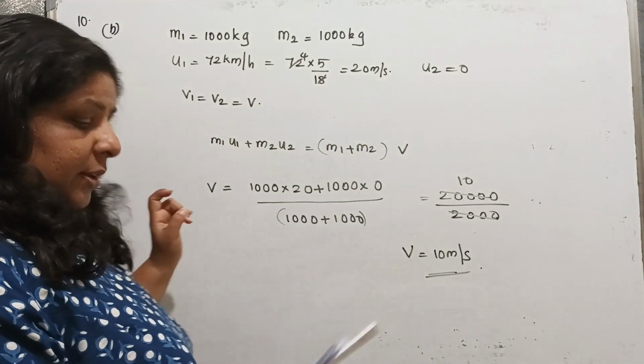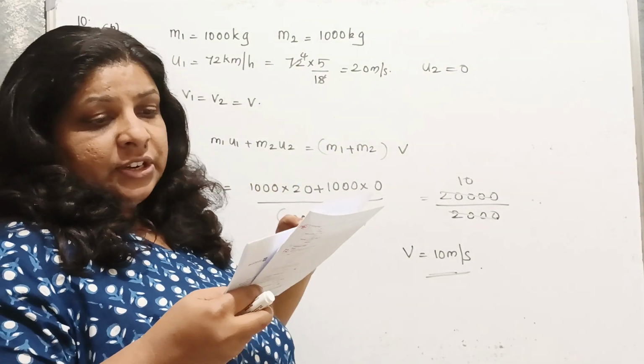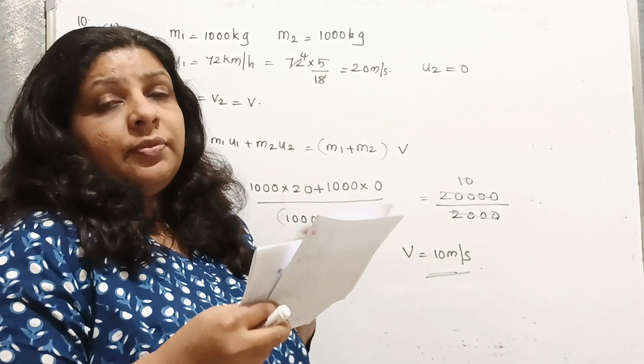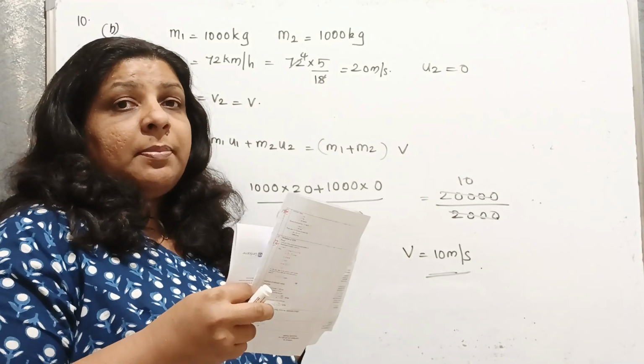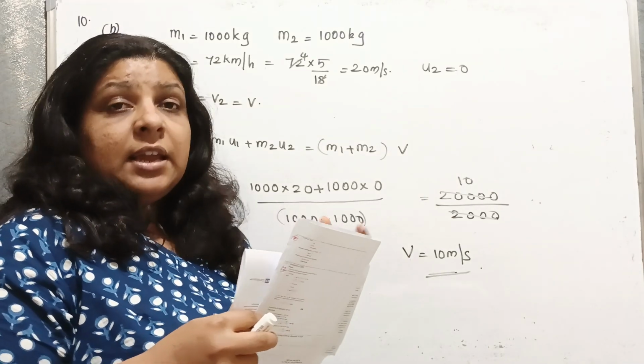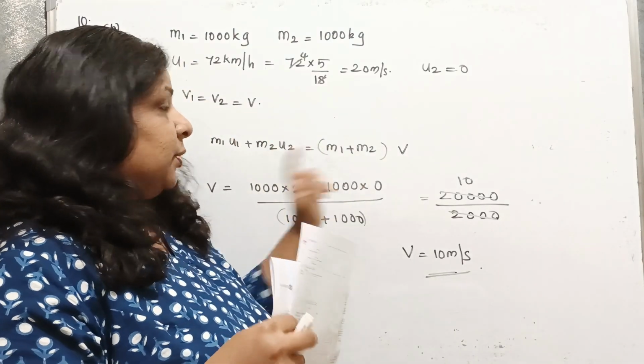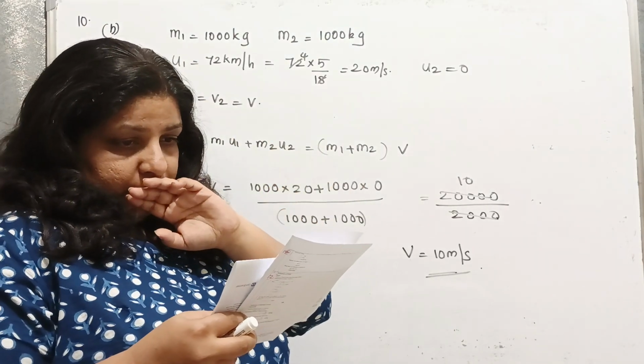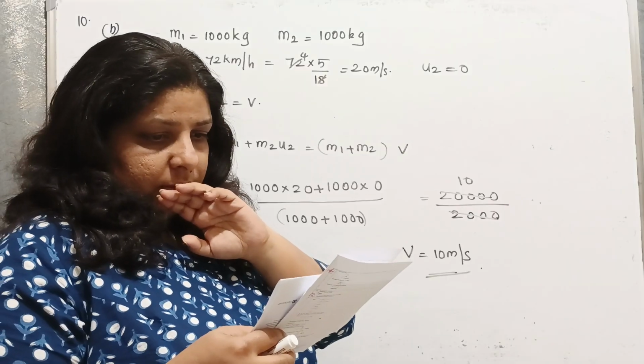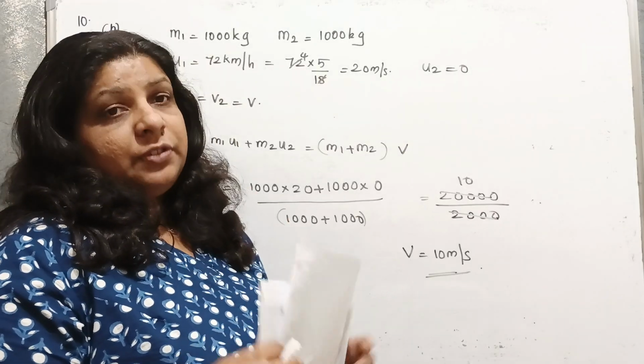Now you have to find, after collision the trucks stuck together. When they stick together, the total mass will become m1 plus m2. After collision they both stick together, so the mass will be m1 plus m2 after collision. Calculate the common speed after collision.